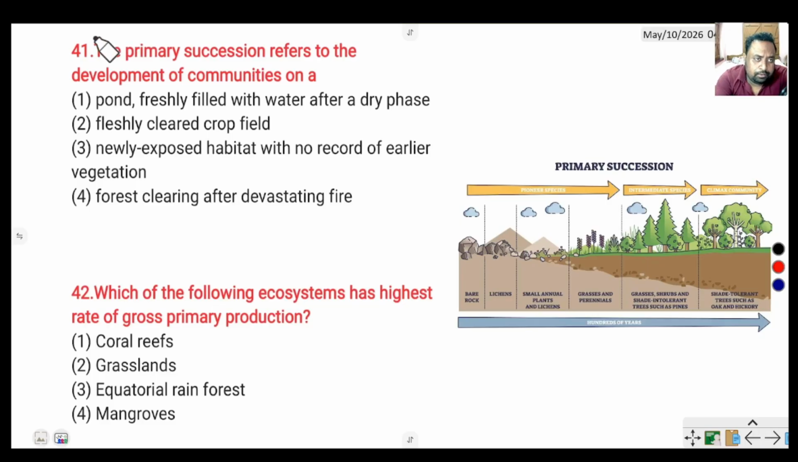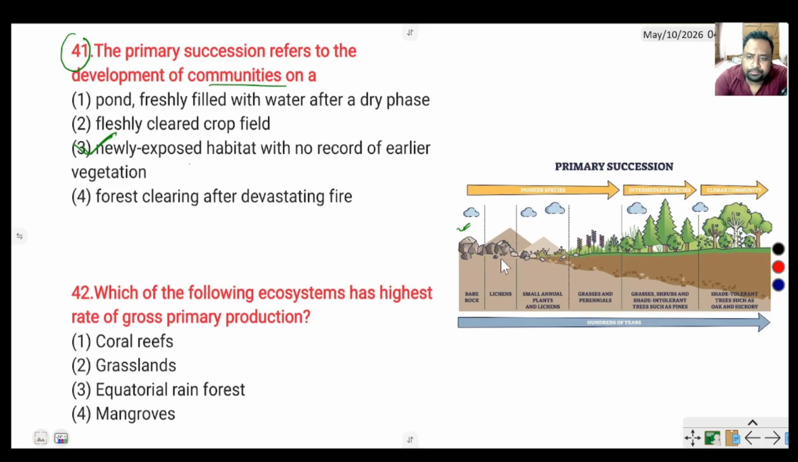Question number 41. The primary succession refers to the development of communities on a pond freshly filled with water after dry phase, freshly cleared crop field, newly exposed habitat with no record of earlier vegetation. This is the primary succession. Primary succession means there is only barren land. There is no organism or no plants survived before. This barren land is covered with plants and different types of vegetation are formed.